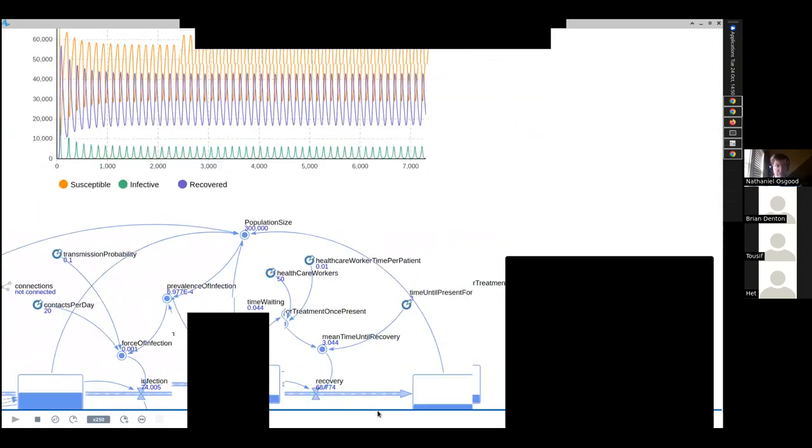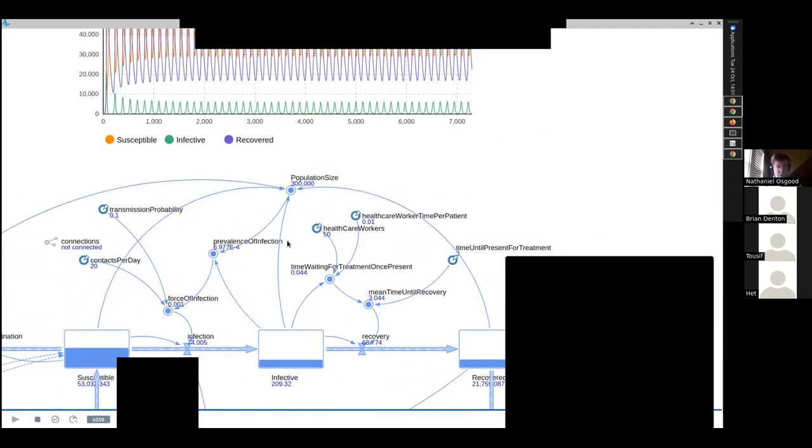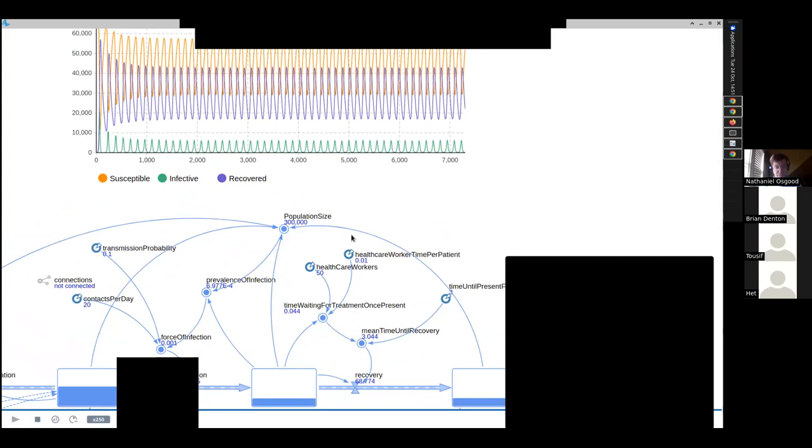Oscillation indeed. What's oscillating? So this is showing infective, recovered, and susceptible. But what's helping to drive that? Or what's coupled with it? What's oscillating with it that also drives it? Okay, everything. Yeah, so the prevalence of infection is higher. Does it affect recovery time? Does it affect recovery? Do these oscillations include oscillations in mean time to recovery? What do you think?